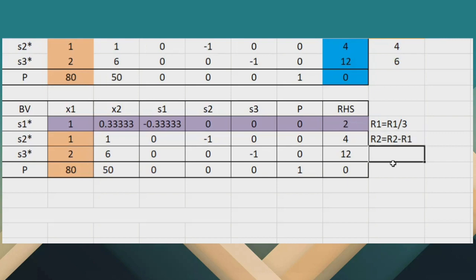Okay? Then, next. Row 3. Ano nakalagay sa row 3? 2. O, paano maging 0? Minus 2 times row 1. Kung ano yung naka-purple, kung ano yung ginawa niyong 1. Then, para naman sa row 4, ano nakalagay? 80. So, row 4, minus 80 times row 1.